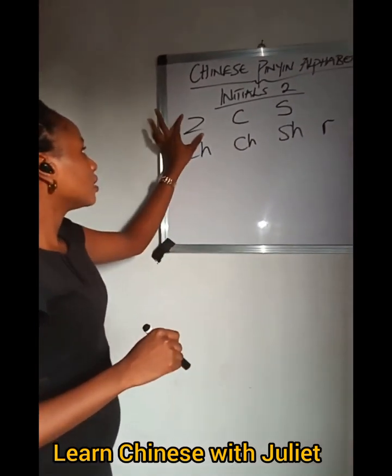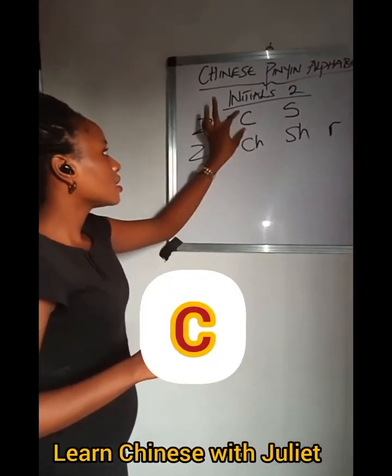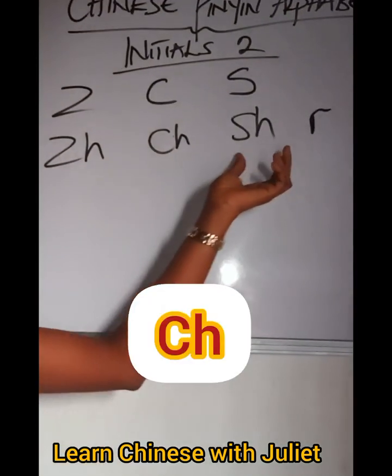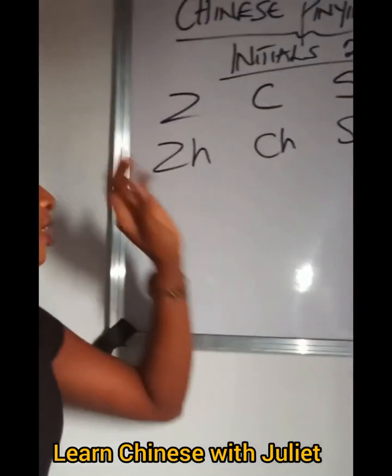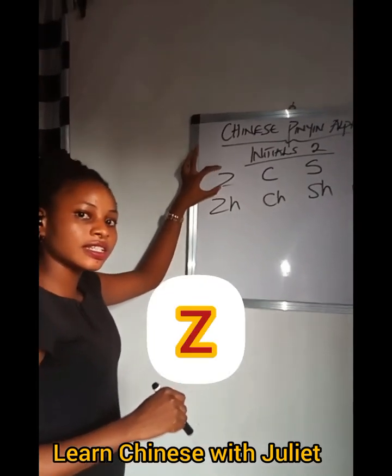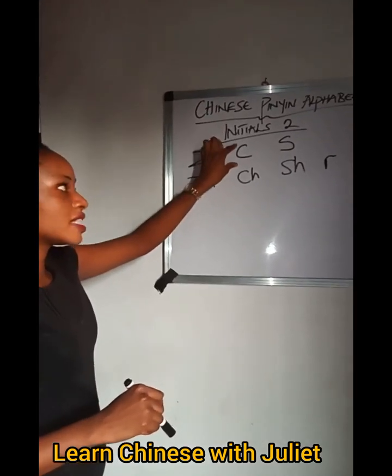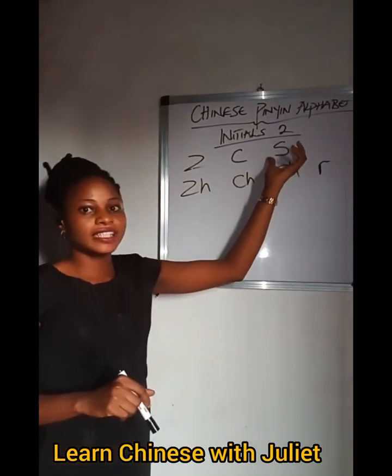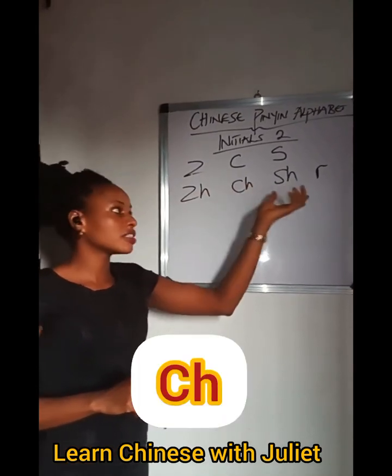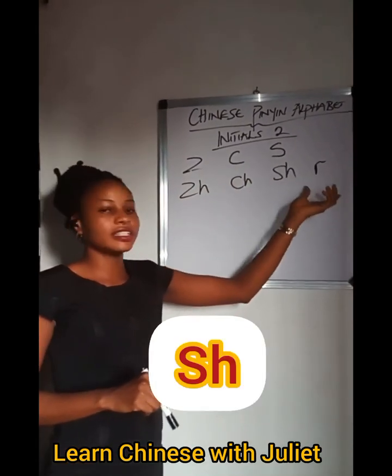Now we have it as D, T, S, J, Ch, Sh, R. Let's take it again. The first one is D, the second one is T. Then this is S. This is J, Ch, Sh, and this is R.